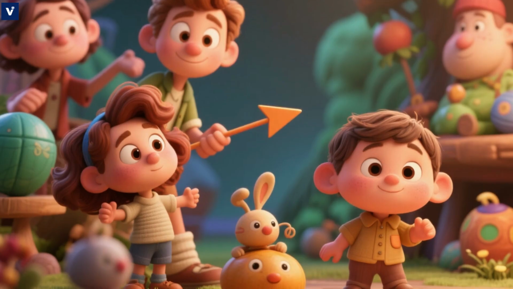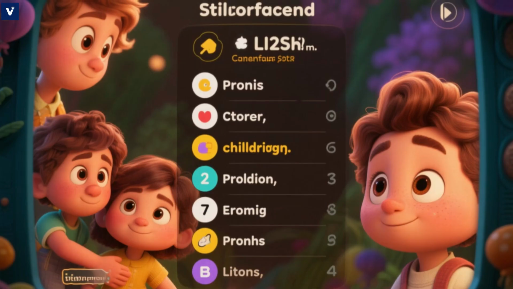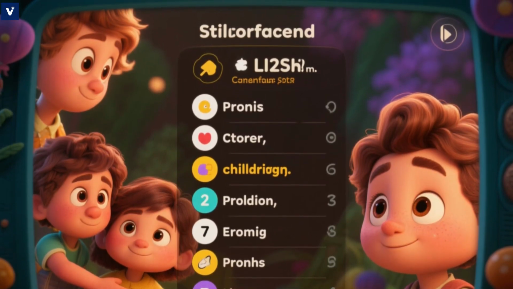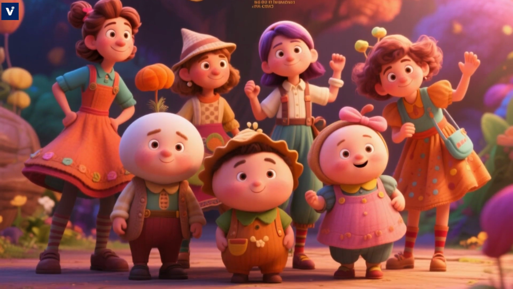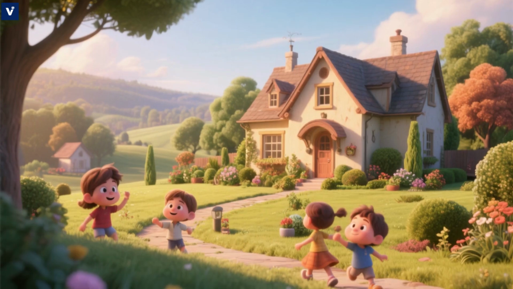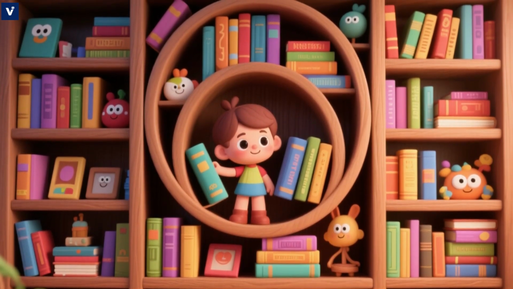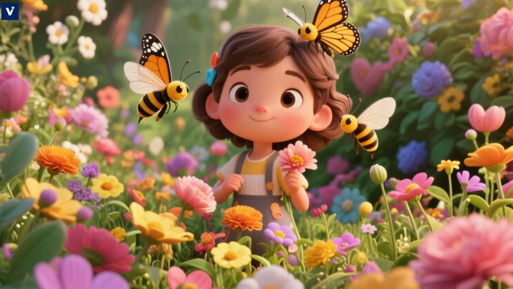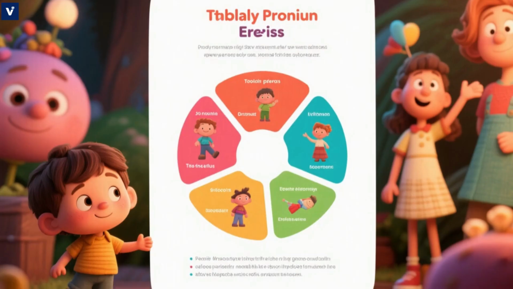Demonstrative pronouns point to specific things or people. Demonstrative pronouns list: this, that, these, those. Examples: This is my phone. That is your house. These are my books. Those are beautiful flowers.